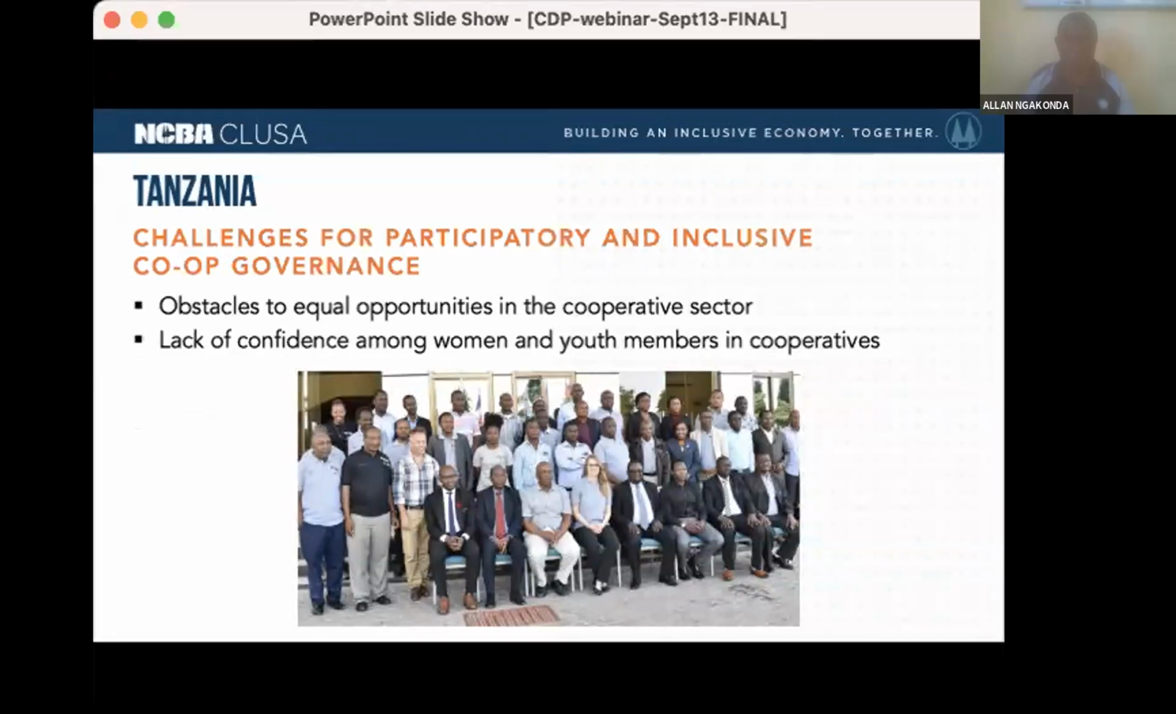Inclusive governance was one of the key issues given priority when implementing the CECE project in Tanzania. The challenge was a lack of confidence among women and youth members in cooperatives to vie for cooperative leadership positions. This was solved by first initiating confidence-building measures, identifying potential women leaders and helping them gain visibility and experience within the cooperatives.